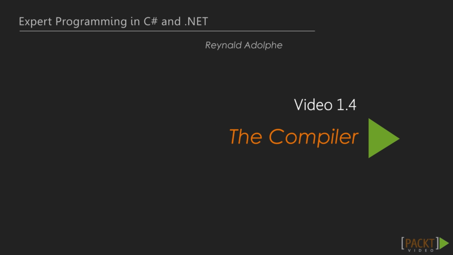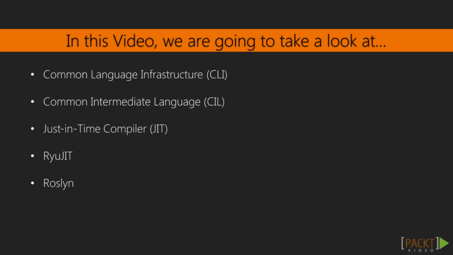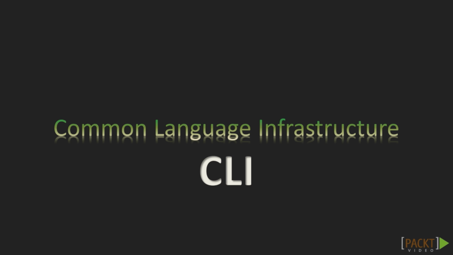In the previous video, we looked at the common language runtime and the framework class library. Here, we're going to explore the compilation process. We're going to learn all about the compilers that are involved in the .NET framework. So we're going to be taking a look at the common language infrastructure, the common intermediate language, the just-in-time compiler, RyuJIT, and Roslyn. So let's first start off with the common language infrastructure.